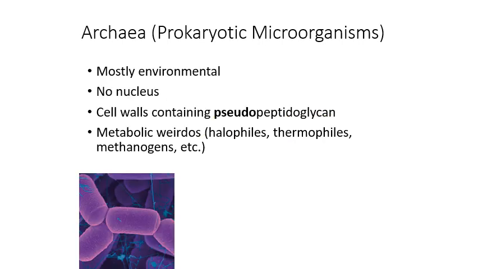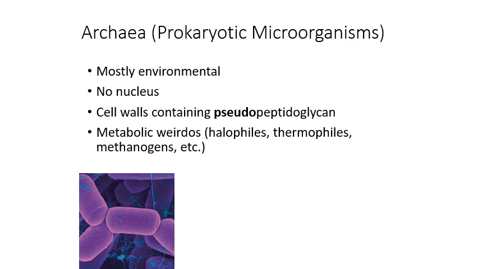All right, our next group here is Archaea. These are also prokaryotic microorganisms. Archaea look a whole lot like bacteria, right? So they look very similar. They're small prokaryotic single cells with no nucleus. So in that way, they resemble bacteria a lot.